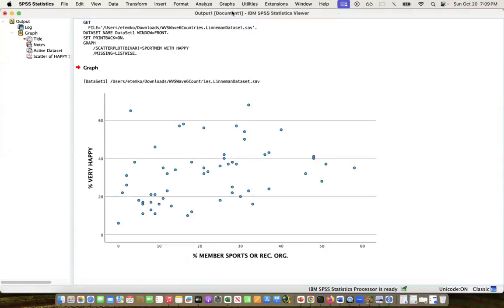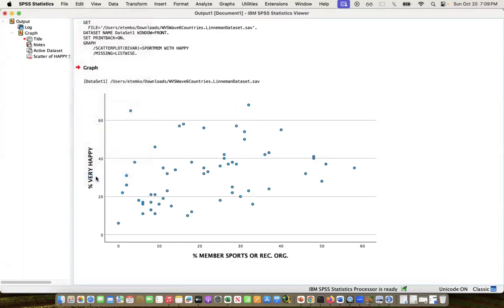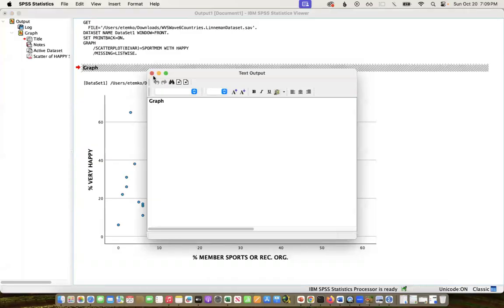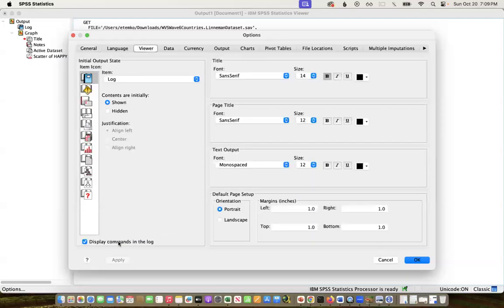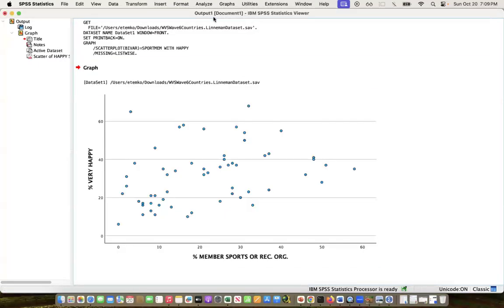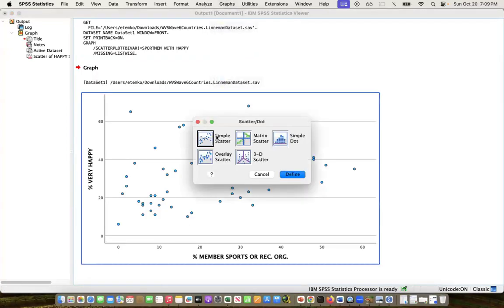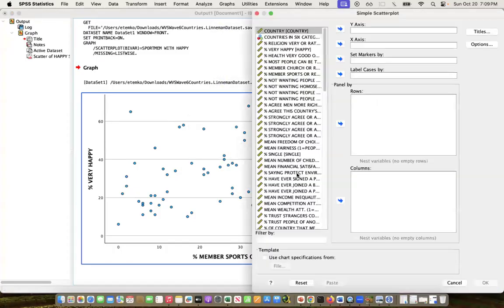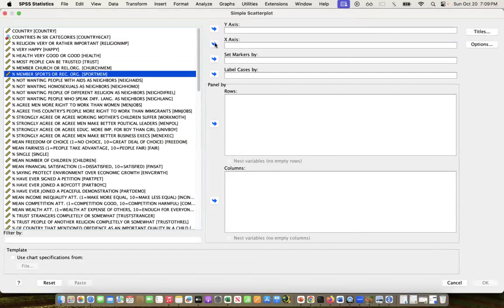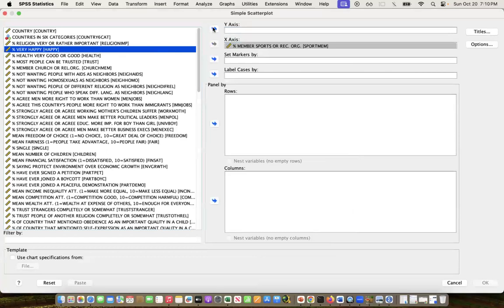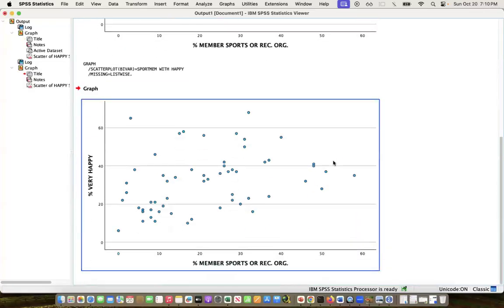If I wanted to do this with the drop-down menus, again, first I can make sure that syntax is going to show up in my output, which would be edit options, viewer, and I make sure this is checked and click OK. To make my scatter plot with drop-down menus, I'm going to go graphs, scatter/dot, choosing simple scatter and clicking define. And then my independent variable goes on the x-axis. So that was the sport mem. And my dependent variable goes on the y-axis. And then I just click OK. Okay, so here's my scatter plot.